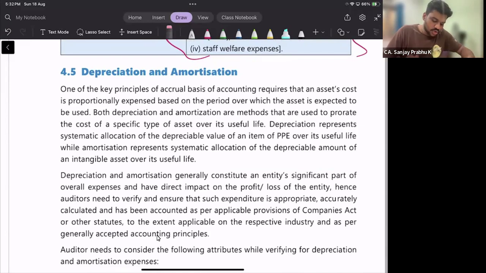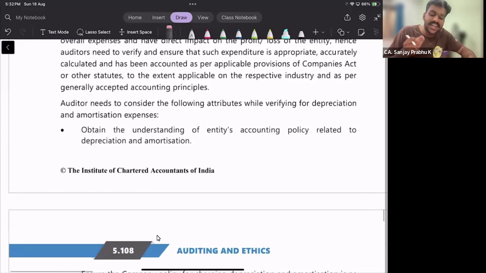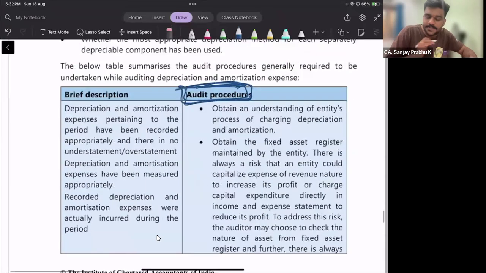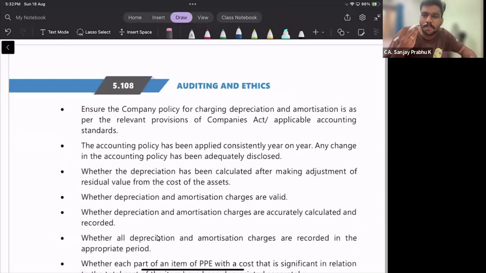So there are certain general topics in depreciation and amortization which I'm giving you as homework, because I don't think this topic will be asked. I think they are going to ask only audit procedures. These general topics are a few things which you can just read and understand.